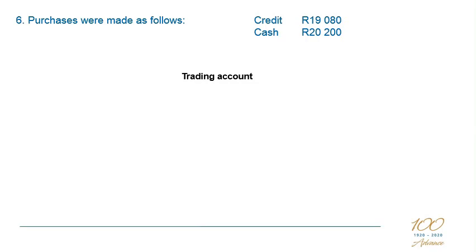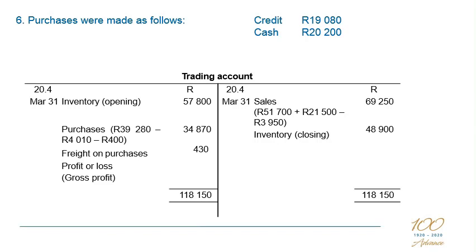For the purchases, I again have cash and credit purchases. Accrual concept. Regardless of whether I've paid it or not, I'm going to include the purchases on the debit side. So there I have my cash plus credit purchases. I've deducted from that the returns, and I've deducted from that the donation at cost.